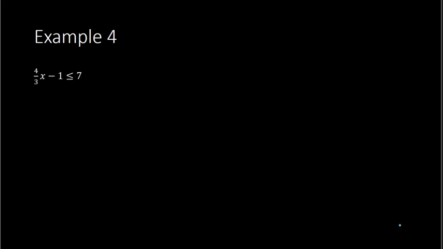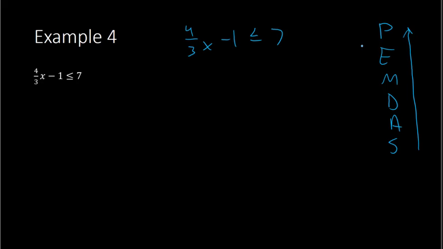Example 4. I have 4/3 x minus 1 is less than or equal to 7. So for this one, to solve, I do reverse order of operations. I see subtraction, and I see 4/3 being multiplied by x, so multiplication.